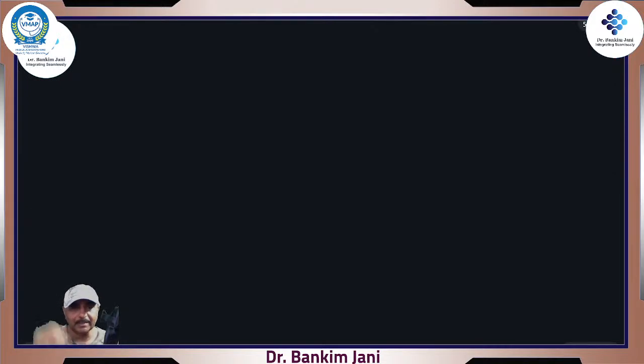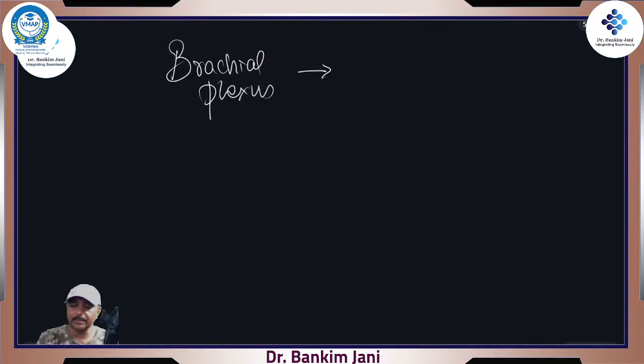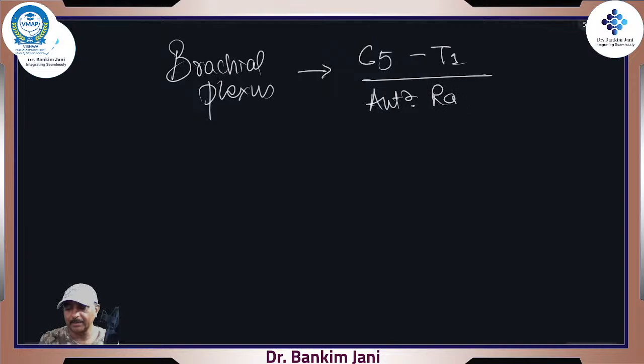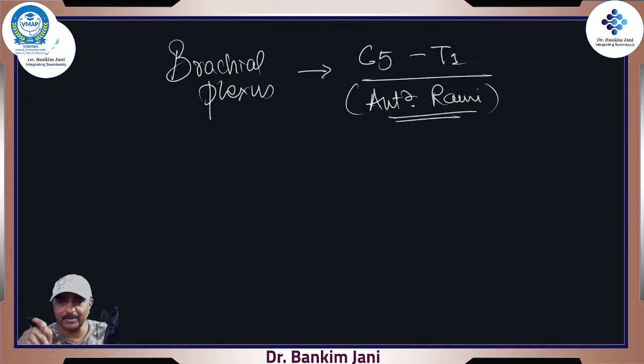So when we say that there are various plexuses, one of the very important plexuses which we'll study in the upper limb is the brachial plexus. In the brachial plexus description, it would be written that it is from C5 to T1, but it would be clearly mentioned that it is from the anterior rami, or ventral rami. At times we don't give much attention to that and just remember C5 to T1. No. It is the anterior rami of C5 to T1 that comprise the brachial plexus.